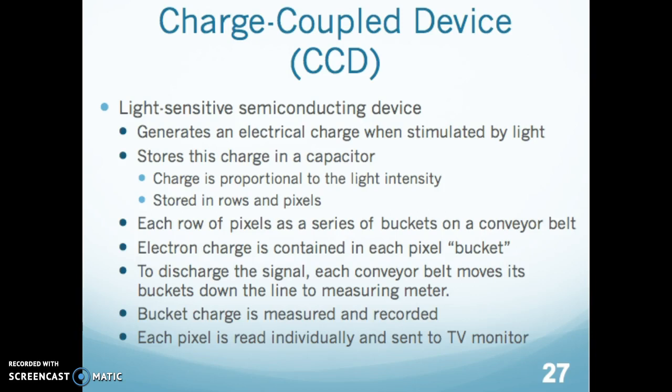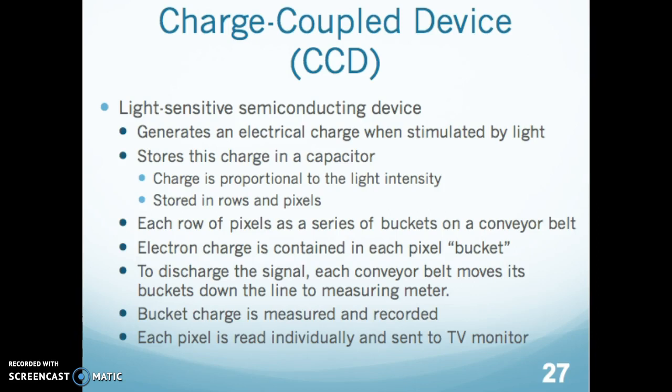So think of each row of pixels as a series of buckets on a conveyor belt. So the electronic charge is contained in each pixel or bucket. To discharge the signal, each conveyor belt moves its bucket down the line to the measuring meter. The bucket charge is measured and recorded. Each pixel is read individually and sent to the TV monitor.